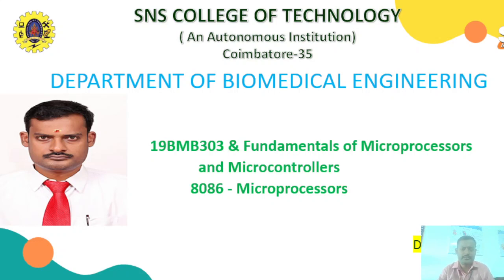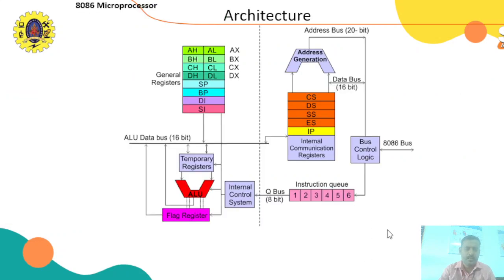So today in class we are going to discuss the 8086 microprocessor. Look at this. This is the architecture of the 8086 microprocessor. The 8086 microprocessor consists of a 16-bit bidirectional data bus and a 20-bit address bus. So it can address 2 power 20 locations, that is 1 megabyte, and it is capable of doing 16-bit operations at a time.